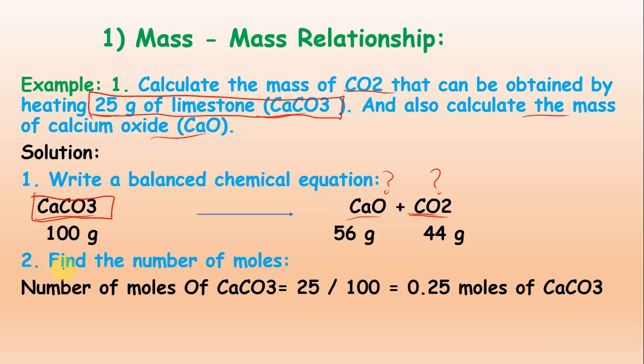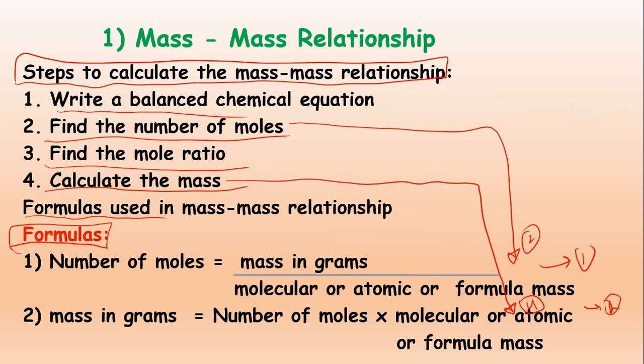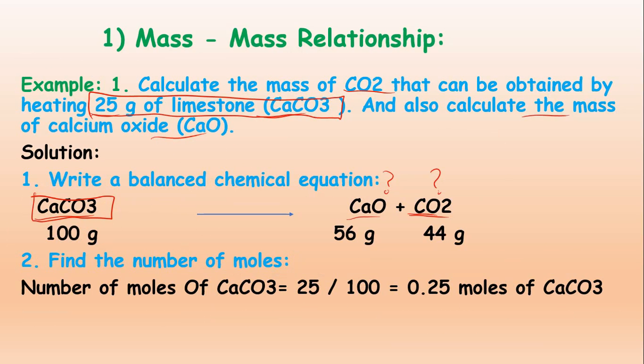Step number 2 is find the number of moles. We will find the number of moles of that compound whose mass is given in the question. The given mass is of the limestone, so we will calculate the number of moles of the limestone. The number of moles of calcium carbonate is 25, the given mass, divided by its molecular mass, that is 100. So we will get 0.25 moles of calcium carbonate.